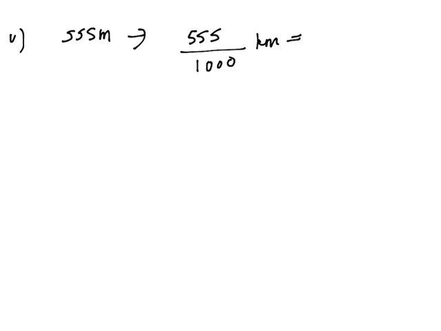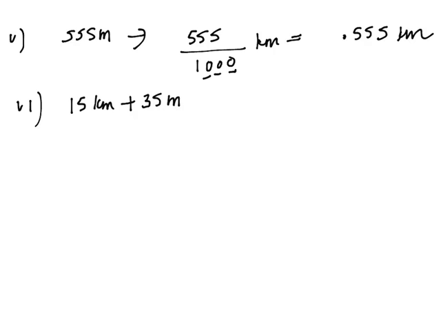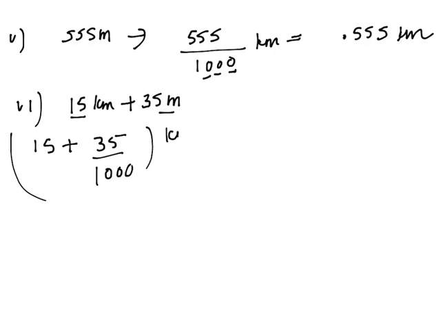So in the decimal we have to put the digits: 1, 2, 3. So we can write it as 0.555 kilometer. Next we have to express in kilometer only: 15 kilometer plus 35 meter. So in this we will change meter into kilometer. We can write it as 15 plus 35 by 1000. And 15 is already in kilometer, so we only have to convert 35.